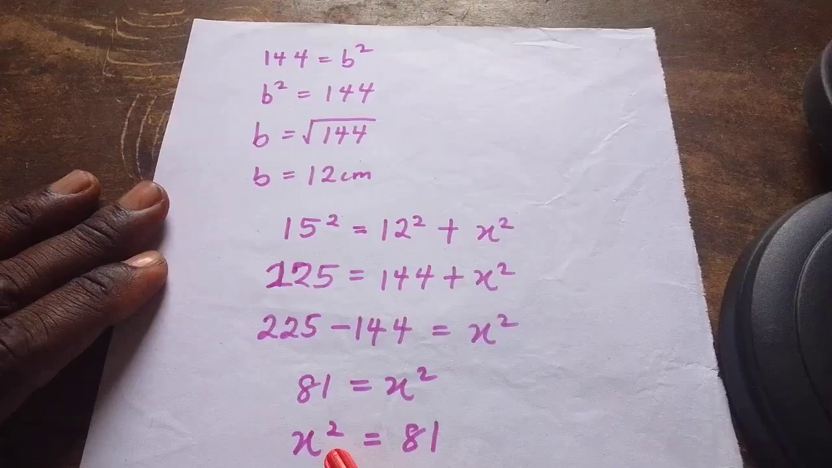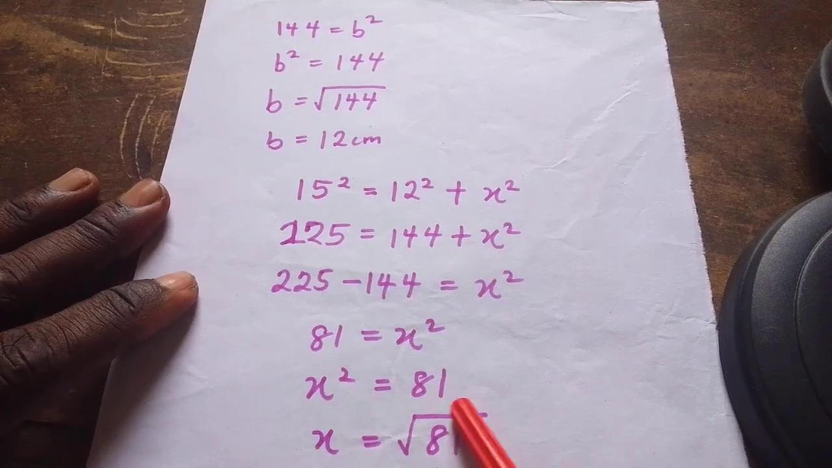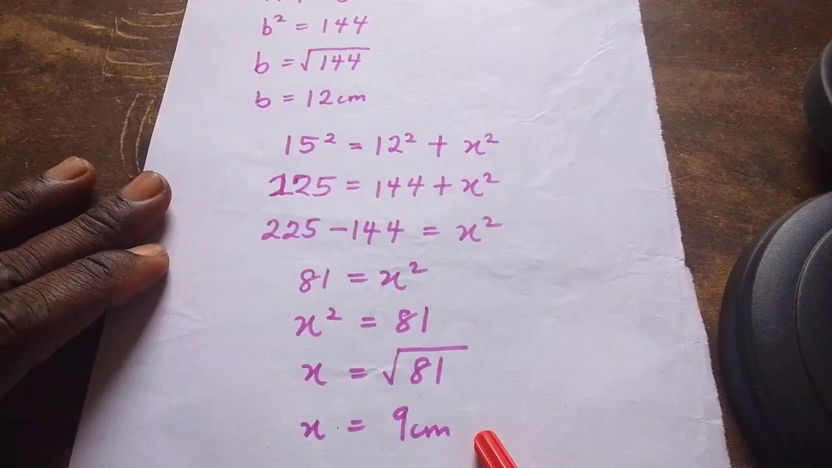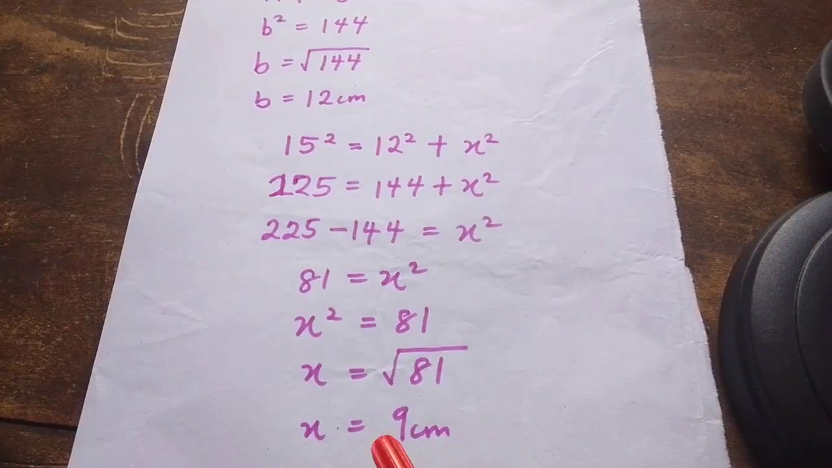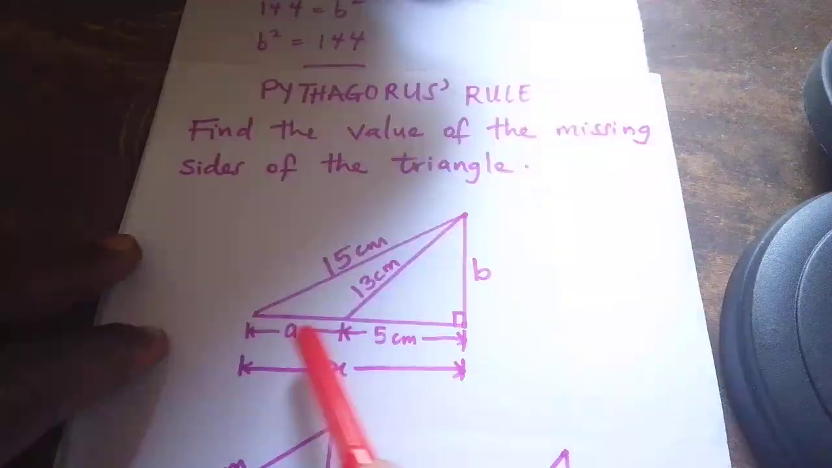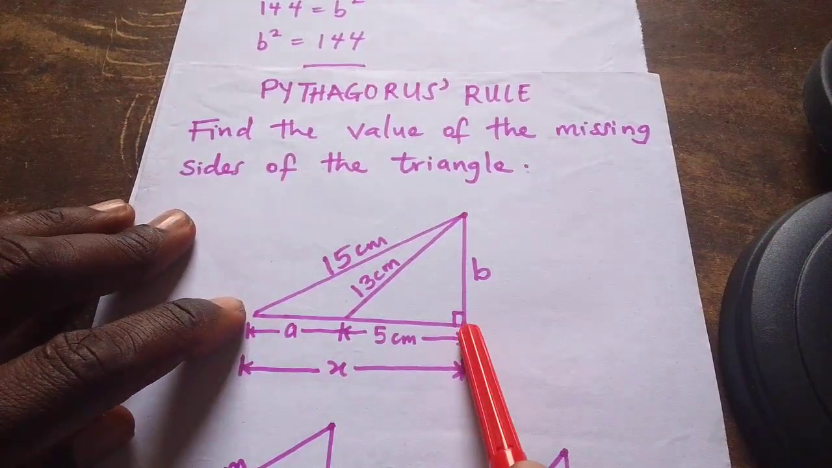So now to look for the value for x, you use this square to find the square root of this other side. The square root of 81 will give us what? 9 centimeter. So from this diagram you realize that the value for x here is 9 centimeter. From here to this place is 9.